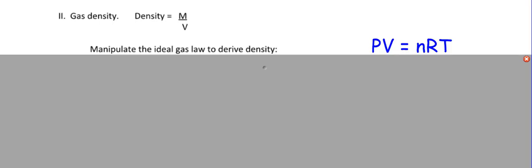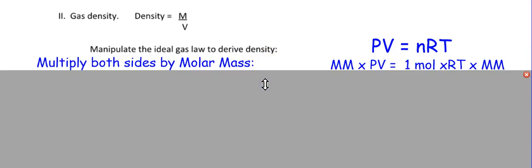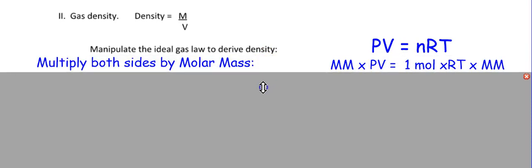So remember, I want to get mass divided by volume. Well, I have a volume right here, don't I? So I need to incorporate a mass in here. So what can I do to both sides? Well, I want to multiply both sides by molar mass. And what else do you know about density?